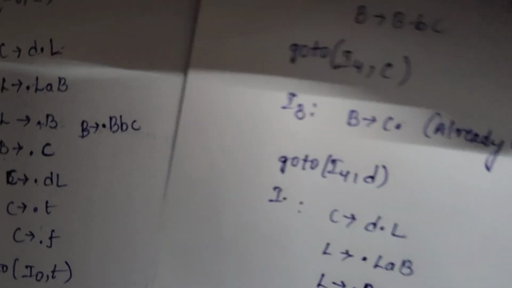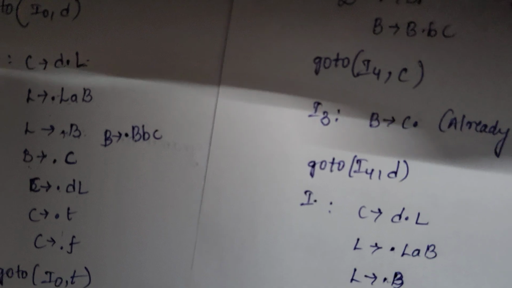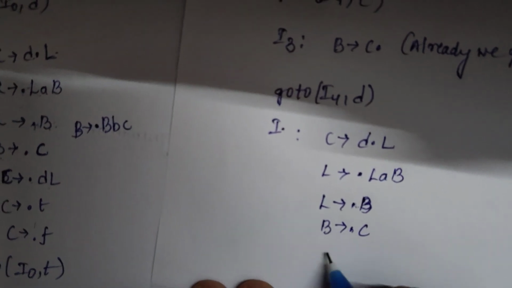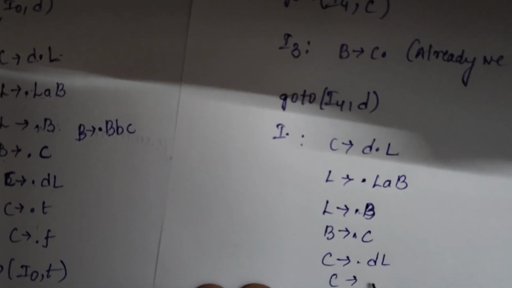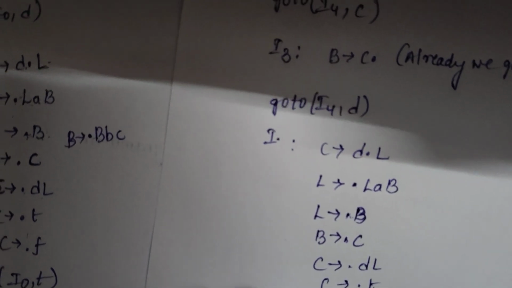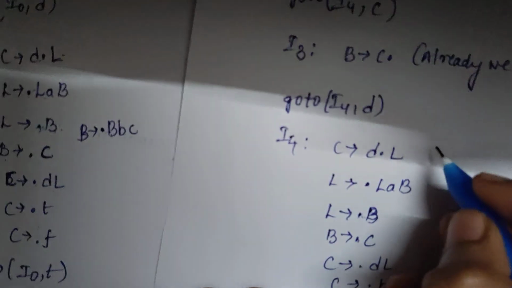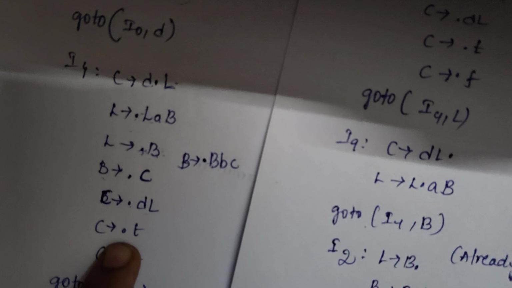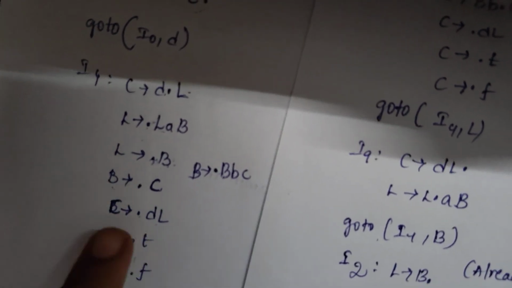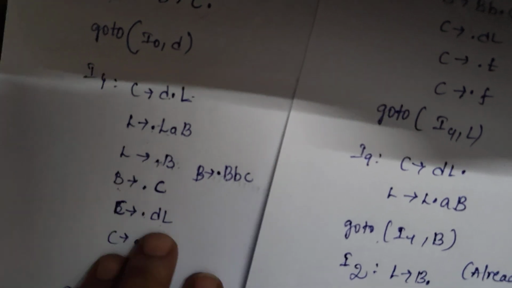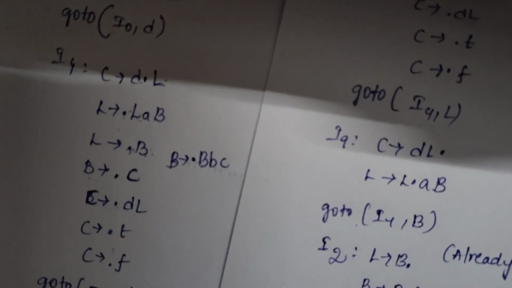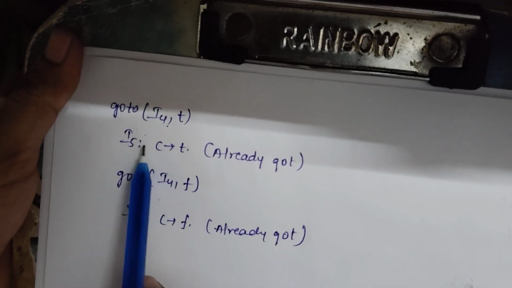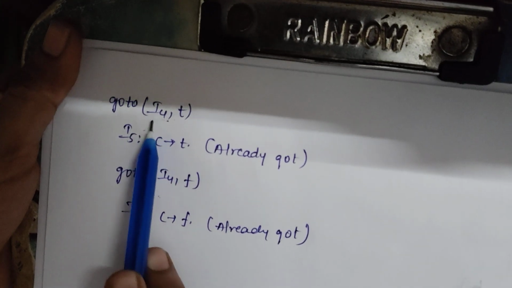B is the non-terminal, right? Dot is following non-terminal B, so write all the B predictions also: dot C. The dot is following non-terminal C, so write all the C predictions: dot DL, C produces dot T, C produces dot F. So we got this already, right? Similarly, check for I4 comma T and I4 comma F. The dot will be shifted here. So we already got these two predictions also. Now I4 is completed.